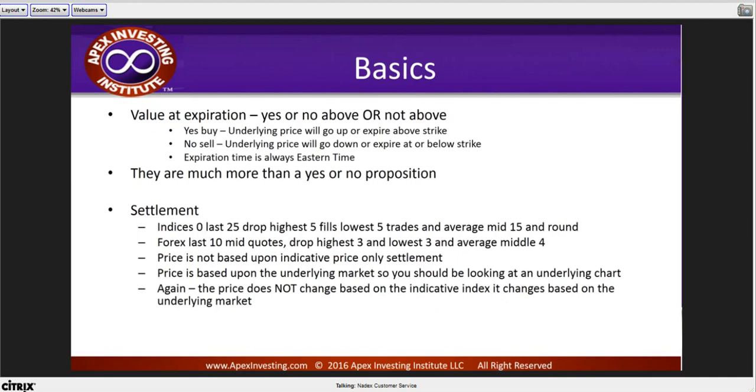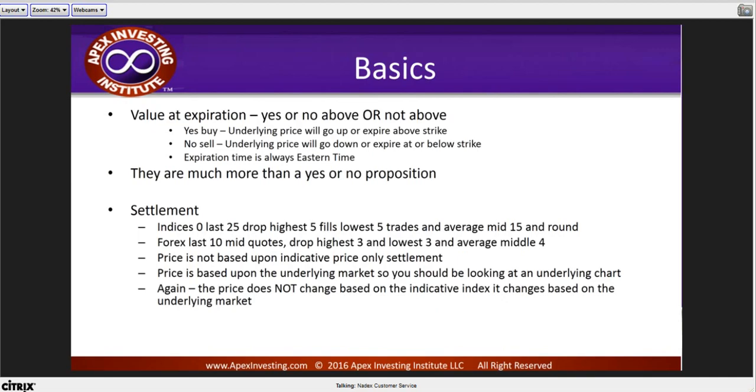And it's great to have that. It's a great reference point. But I need you to understand that price is not based on that indicative price. Only settlement is using that formula. When a binary price moves, it moves based on the underlying market. It moves based on pound dollar, not the last 10 mid quotes and the average mid 4 of pound dollar. It moves based on the ES futures, not the last 25 quotes of the US 500 indicative price averaging the middle 15. It moves based on the underlying market.